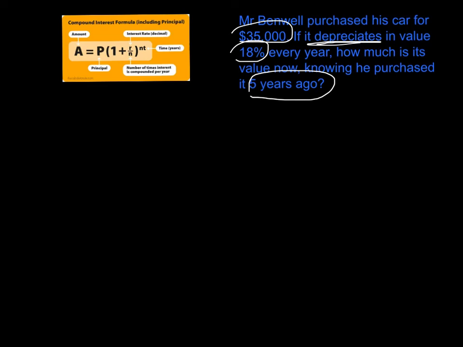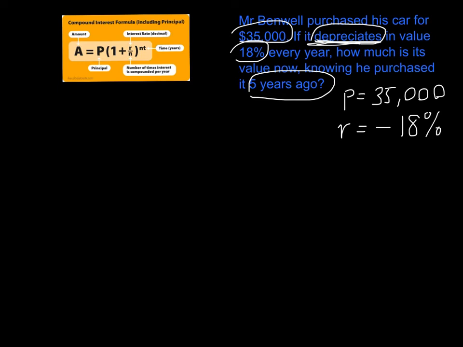Important with this question is the value is going down, it is depreciating. So our principal, we are starting with $35,000. That's the amount I paid for my car. Because my car is depreciating in value, the rate is going to be a negative. So it is losing 18% or minus 18% of its value every year. So we could simply just take away 18% of its value every year and do that 5 times, and we would get to the answer. But we can use the compound interest formula.